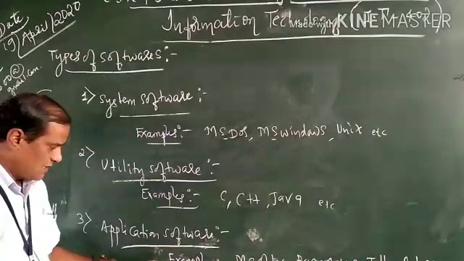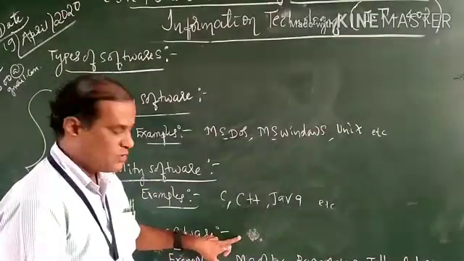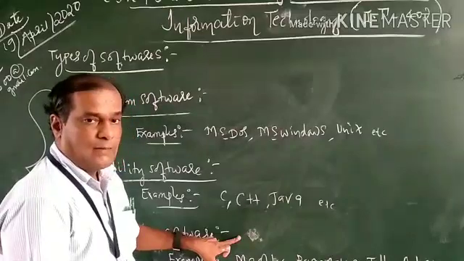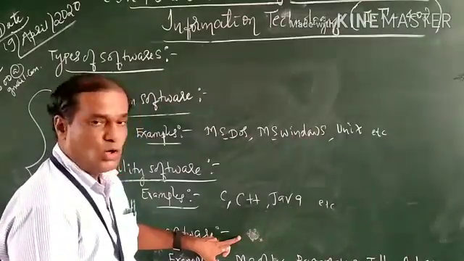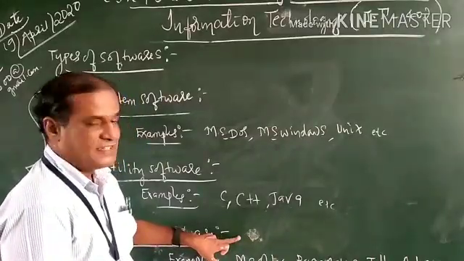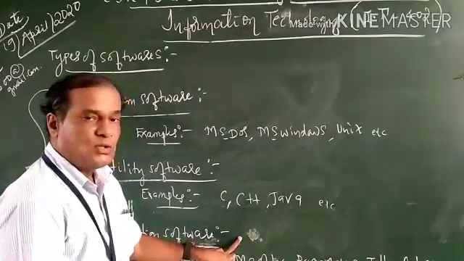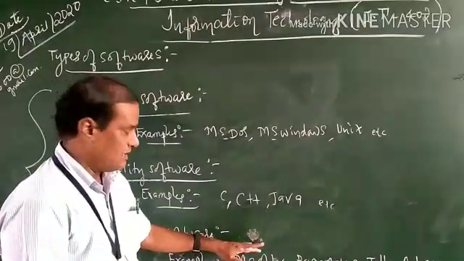Then application software. Application software is the third type of software, mainly applied in our daily life. These are in no way used to write programs, and in no way related to operating the system. They are just used in our daily life. These are also called built-in packages.